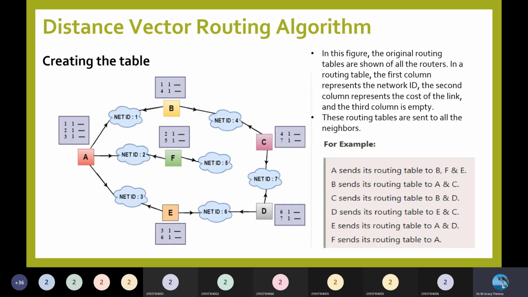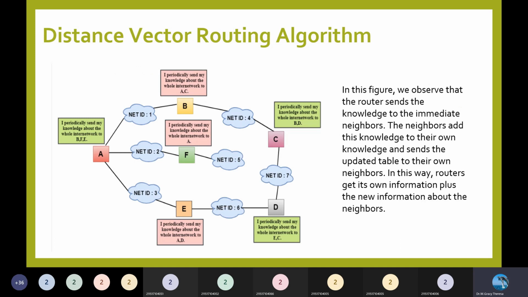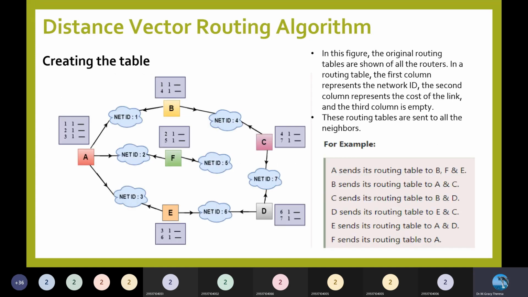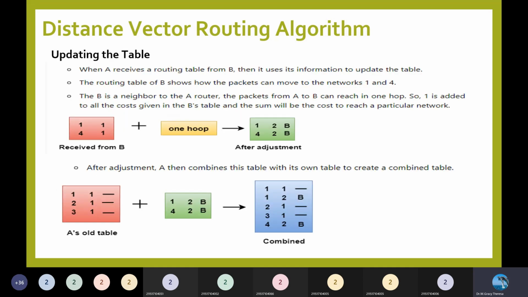So what it actually does, it needs to share the table, and it has to create the table and update based on sharing of information, and that update also will be shared, and this sharing and updating will be done periodically. This is something about the distance vector routing algorithm.